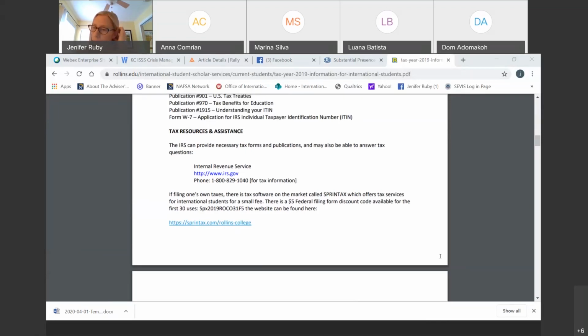So again, the 1042-S is just a reference form. The 1040-NR-EZ is the form you're going to fill out to file based on your on-campus employment wages. Hopefully that makes sense.